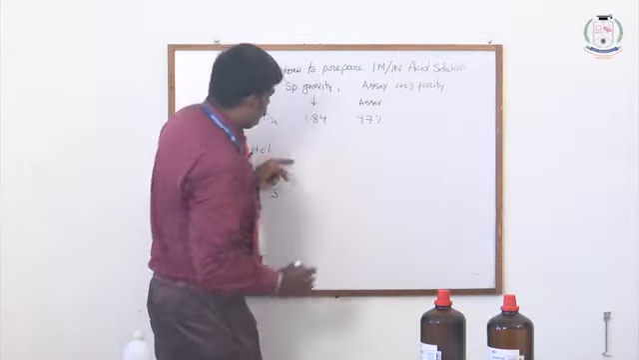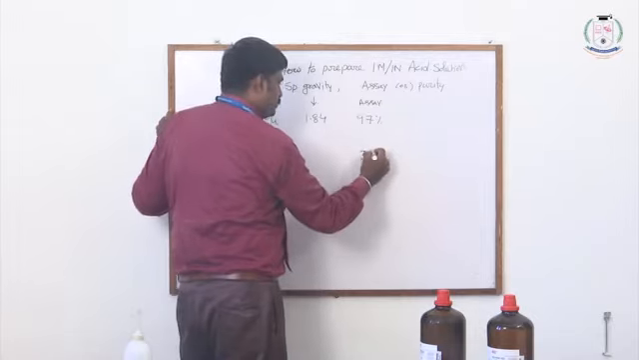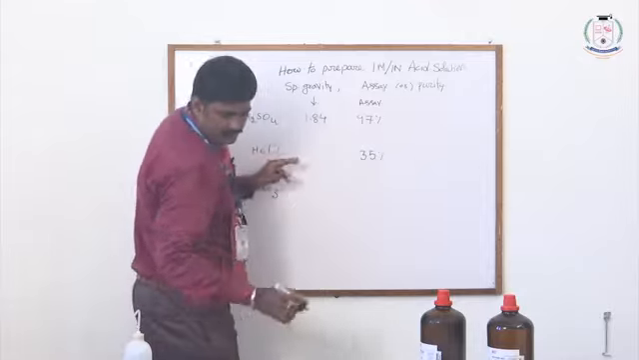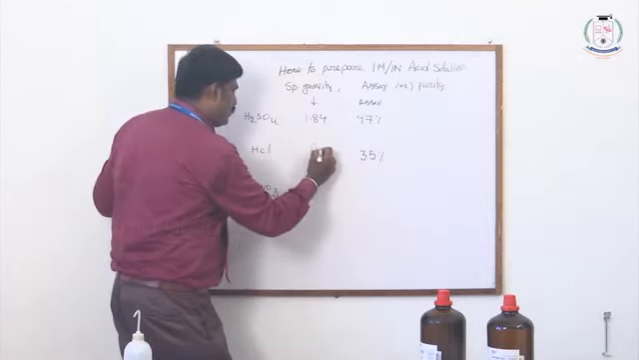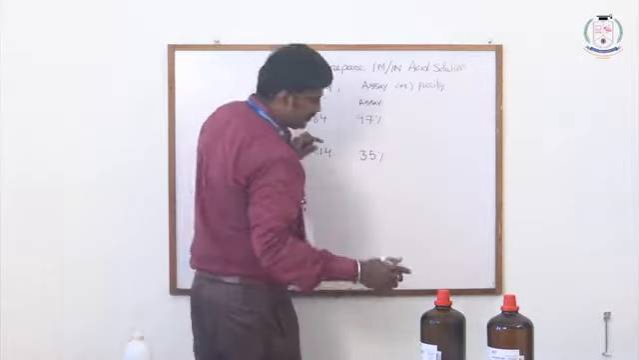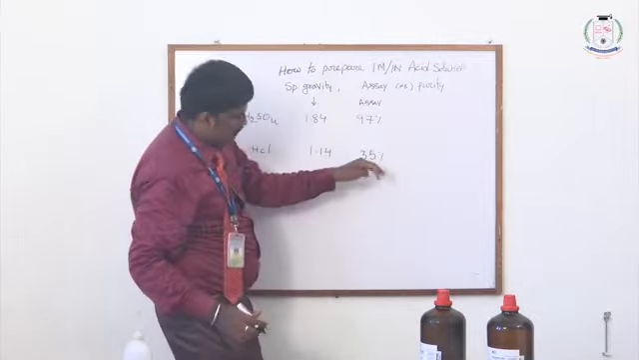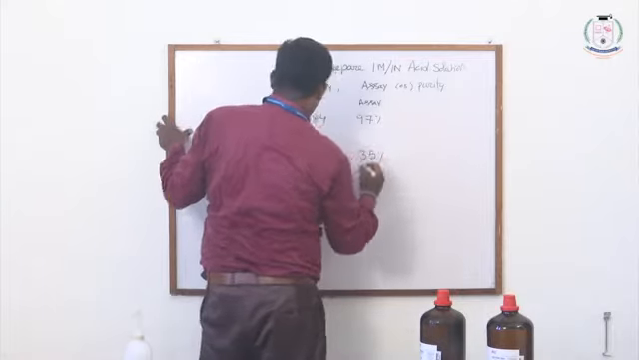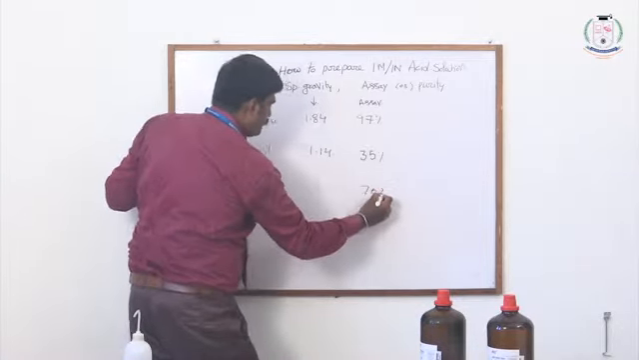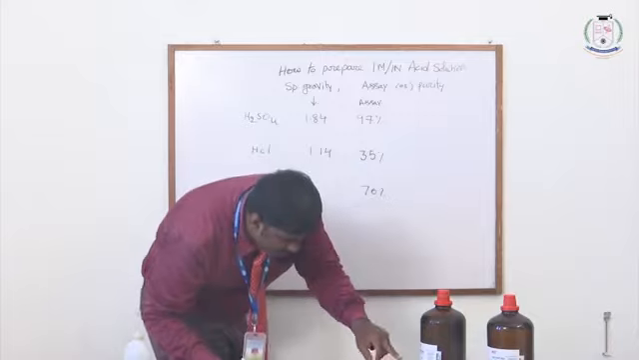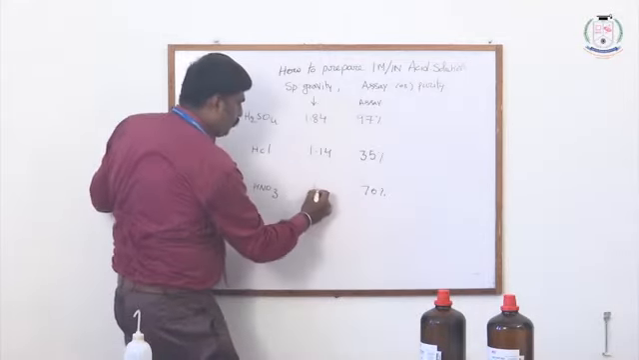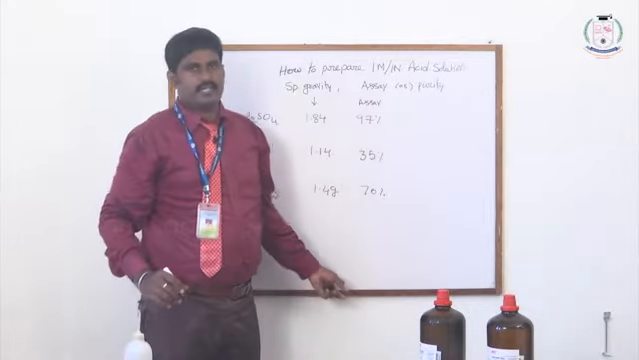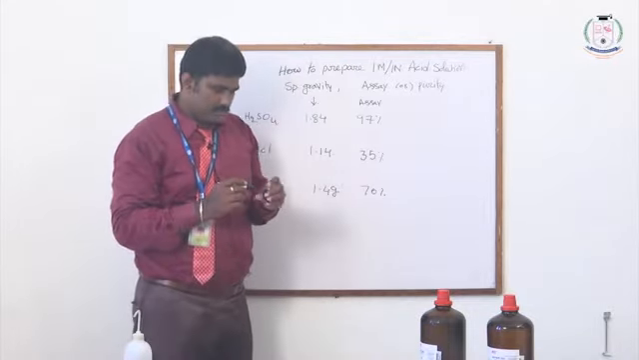For the HCl bottle, mostly let us take 35%, and the density of the HCl is around, let us consider, 1.14. Right now we don't have an HCl bottle in our hand. And if you come to the HNO3, the purity of the HNO3 is 70% and the density of the HNO3 is around 1.4 grams. So we have a simple formula to calculate the strength of the acids.